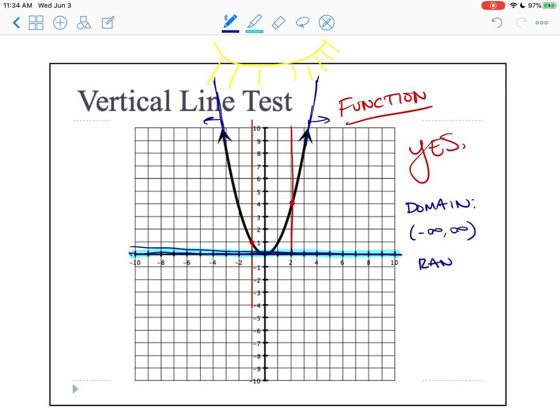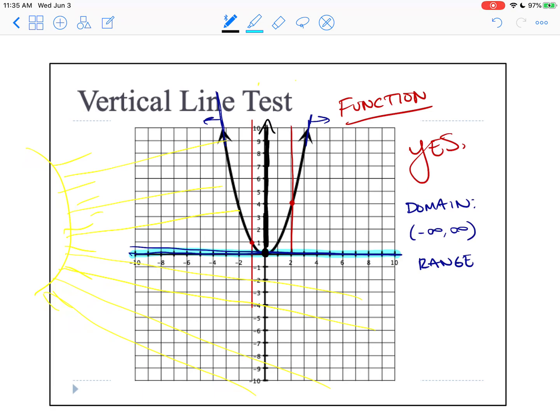Now when we talk about the range, we want to think about now, instead of the light being up here, we want to think about the light being over here, shining a light. And where would there be a shadow on the y-axis? Well, it looks like the light can get through up here, right? Just fine. So there's no shadow on the y-axis. But here, it looks like the light is being blocked by the graph. And so there's a shadow starting at 0 and going up from there.